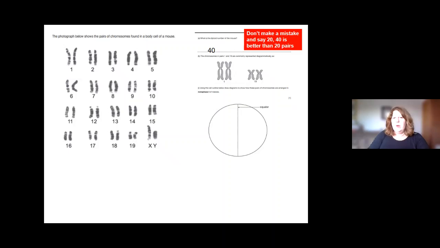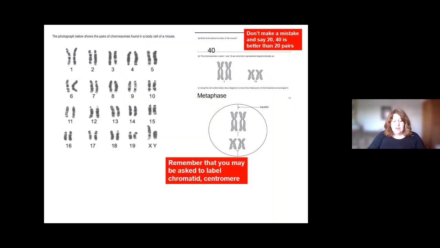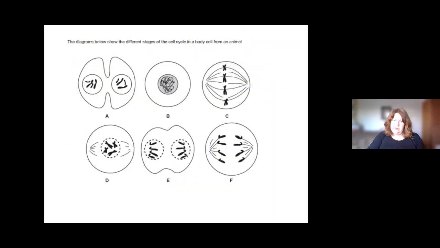And another common question, moving on from that, is it says, using the cell outline below, show how these pairs of chromosomes are arranged. Now, I mentioned that actually they're arranged on the equator at right angles to the poles. So if this is the equator, they will appear here. Okay, the original question was about meiosis, but I've adapted it for our purposes today. So it's meiosis. So you can see the pairs there. Okay, and again, please don't miss out things because you might have to label chromatid, centromere, etc.